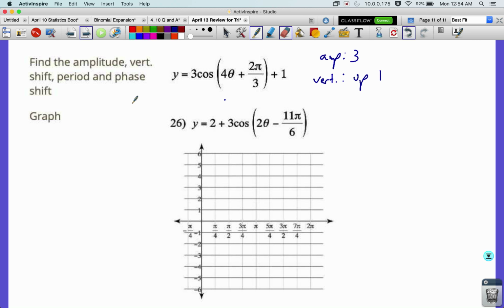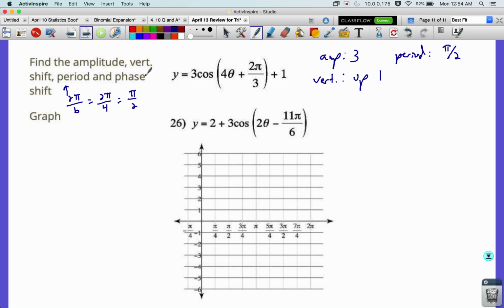The period, we need to do a little calculation for period. So period is 2 pi over b. Here the b value is a 4, so it's going to be 2 pi over 4, which equals pi over 2. So our period is pi over 2. So this is cycling very, very quickly.